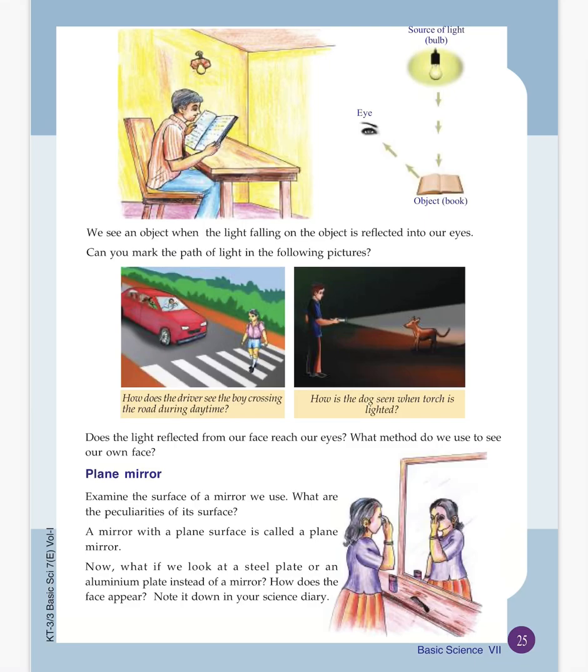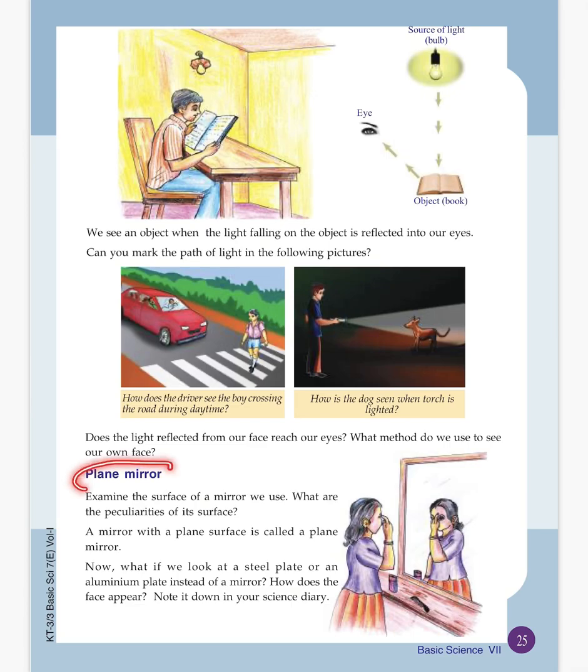There's a car coming, there's a boy crossing the road, the car stops. How does the driver see the boy crossing the road during daytime? So suppose there is a sun here, the sun's rays are falling here, it is getting reflected and the rays are falling into the driver's eye. So the driver is able to see the boy. At night time, see, this is a torch, the rays are going. These rays of light are falling on this dog and this is getting reflected to the eye of the person. So he is able to see the dog. So this is called reflection.